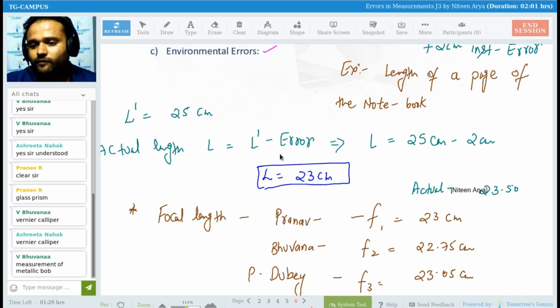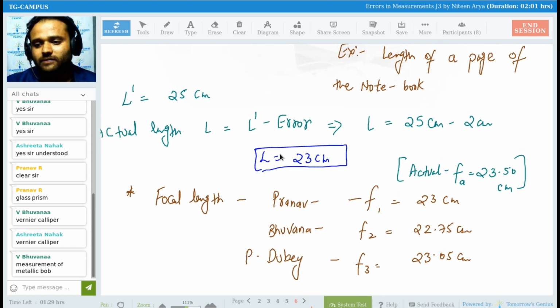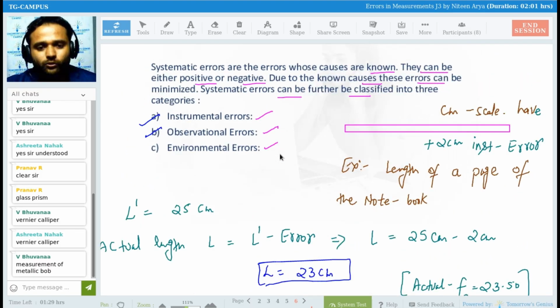The actual focal length, FA, I'm going to write. Clear? Centimeter. So whatever observation you are doing, you know the actual value is this, and that is your one. So Pranav has 0.50 centimeter error. She has more than that, and Pradyuman Dubey has some 0.45 centimeter. You can say that is the error in his observation. Clear, everyone? So that is the observational error. Obviously, you are doing that particular observation, so there are chances of getting that particular error.